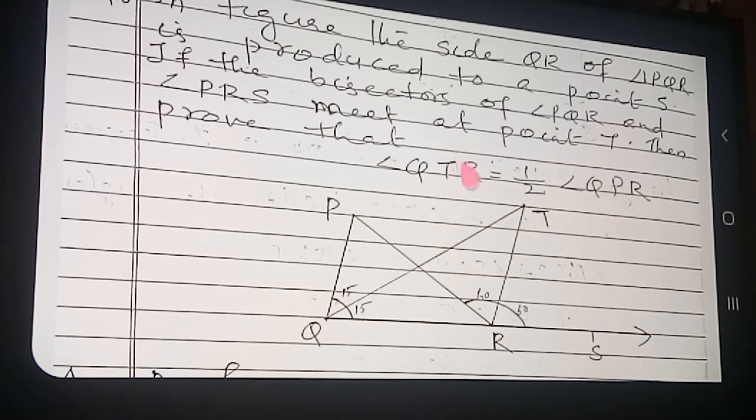First of all, what will you do? Find this QTR and QPR from the diagram. Here QT is the bisector given, so for your understanding, I simply wrote 15, 15. Bisecting means dividing into equal angles, so this is 15, then this is also 15. And here RT is the bisector, so this is 60, this is also 60. That is why I have written it in this way. It is only for your understanding. It is not given in the diagram.